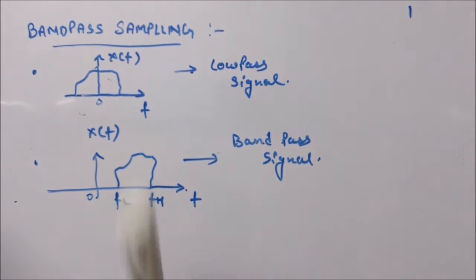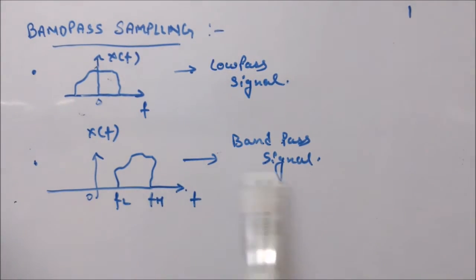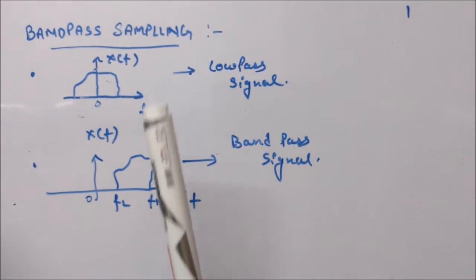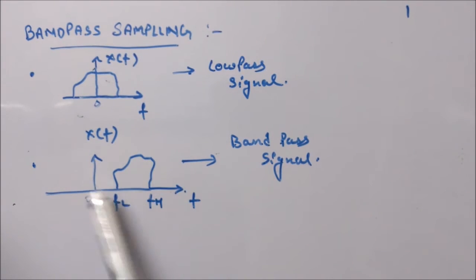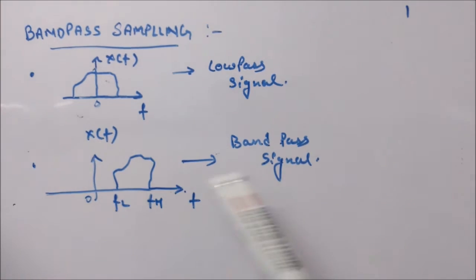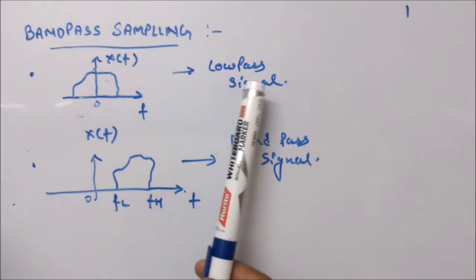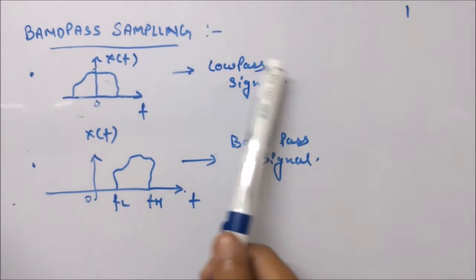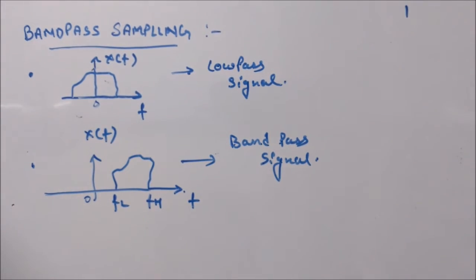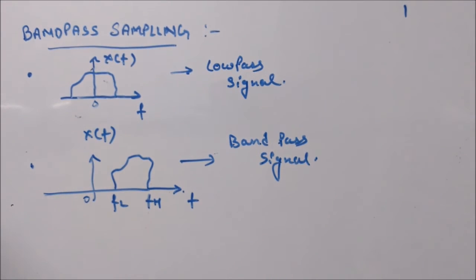Now remember, whatever technique we have learned till now is valid for low pass signals, and it is not valid for band pass signals. We are going to see how you sample band pass signals. If you have this kind of signal where the origin is not included in the message signal, then how are you going to sample it? The Nyquist sampling theorem we have studied till now was valid only for low pass signals, not for band pass signals. Now we will see how you sample this kind of signal.